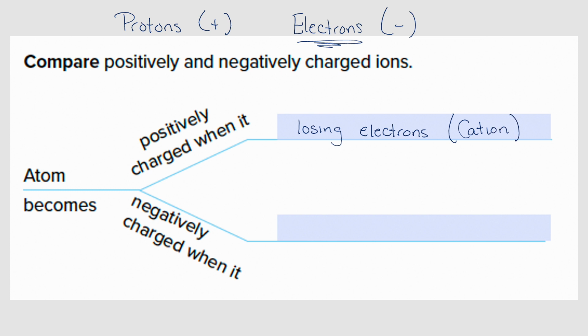Now, atoms also become more negatively charged when they gain electrons. So, if you gain an electron from another atom, you now have more electrons than protons, which makes it more negative. And another name for this is called an anion.